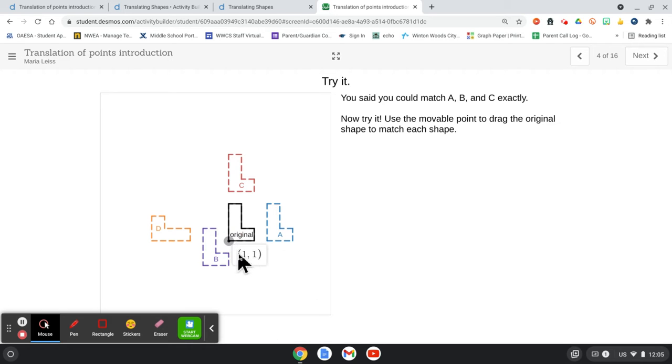On slide 4, we can test our thinking. If I click on this little circle, I can move that around. I can shift it over and it can sit exactly on top of the blue one. So we were correct with A. I can bring it down and sit it on top of B, the purple one. Yep, that one works. I can move it up and sit it on top of C. Yep. And then when I try to set it on top of D, I cannot make that work. So we were correct in thinking A, B, and C.